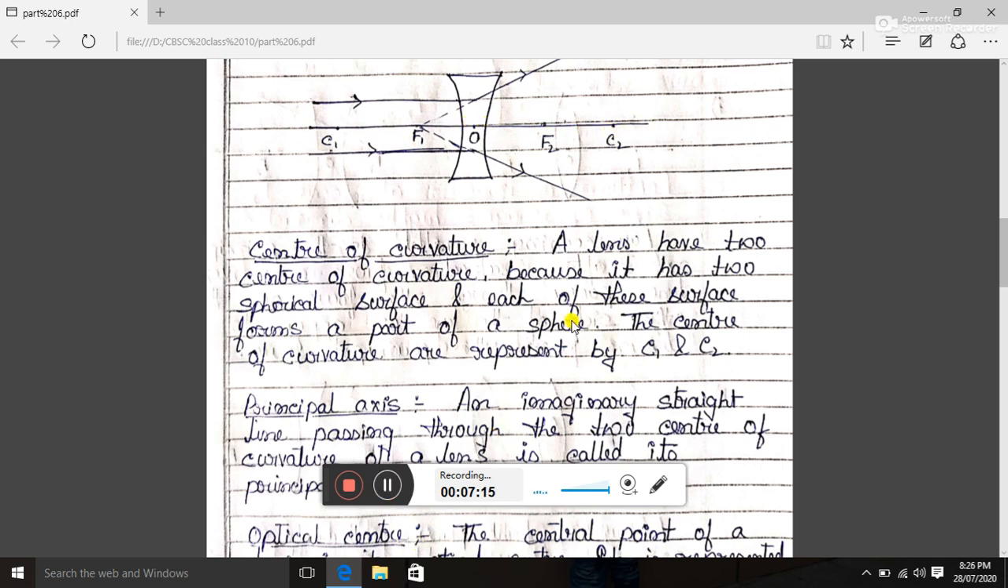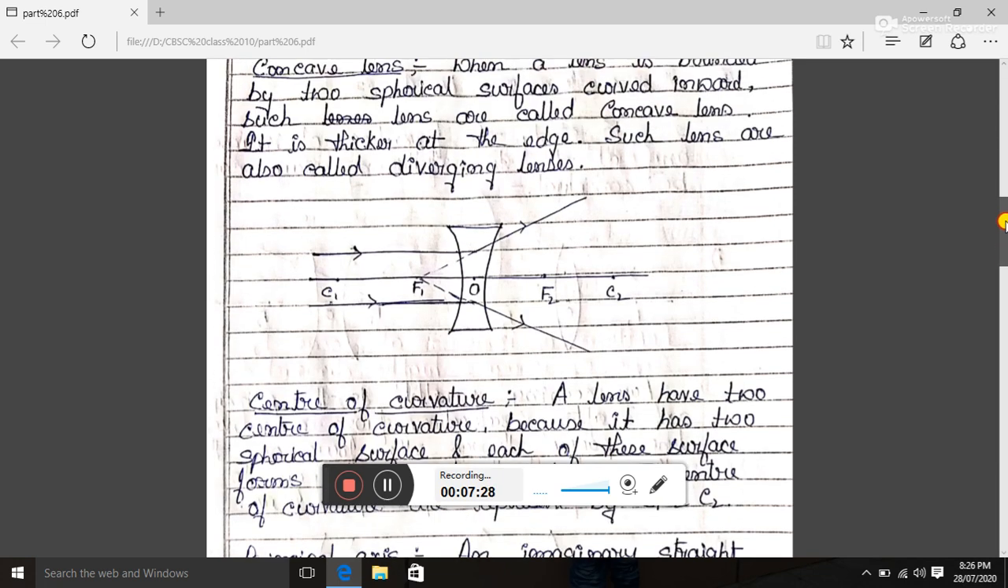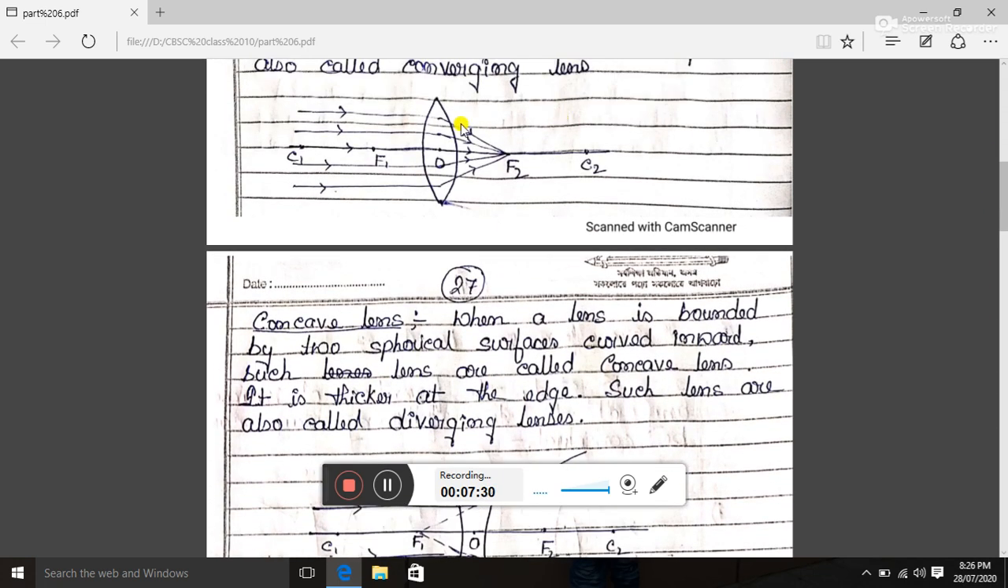Now, optical center. If we see this lens, on this principal axis there will be a midpoint. This O is a midpoint. So this O is said to be the optical center of a lens. Similarly, in the case of a converging lens also, there is a midpoint O. This O is called the optical center.